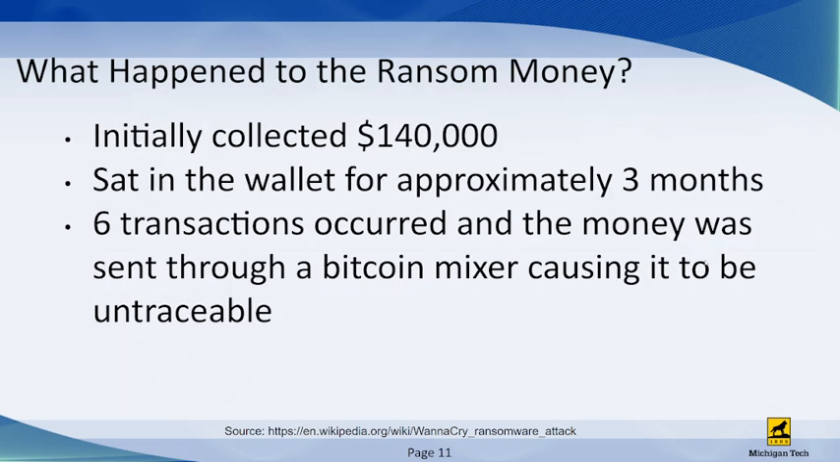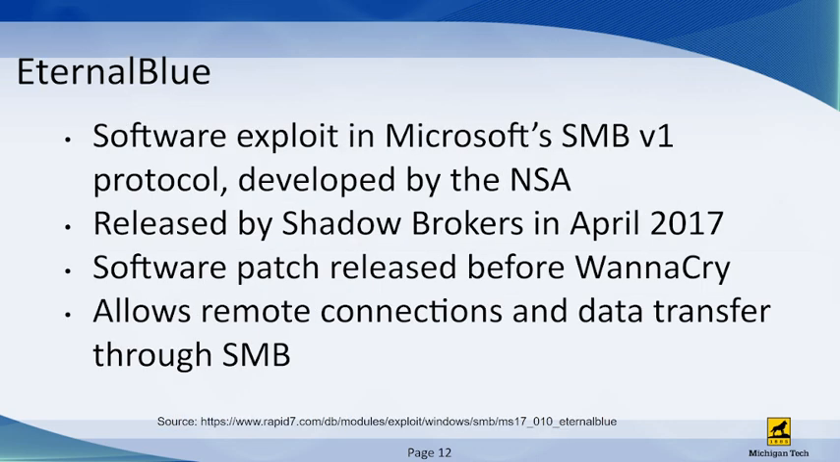So, what happened to the ransom money? As you saw earlier in the pop-up, it was asking for about $300 from the victims to get their files back, and the attackers were able to collect around $140,000. The funds sat in a Bitcoin wallet for about 3 months, and eventually the money was moved through 6 transactions into a Bitcoin mixer, which made it completely untraceable. This is a great representation of the challenges of tracking and recovering ransomware payments made in cryptocurrency. So now let's start talking about the two exploits that WannaCry used.